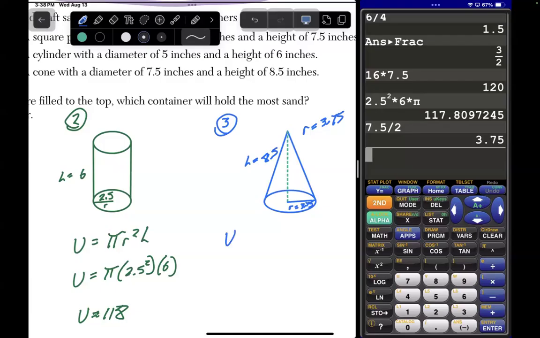So volume of a cone is 1/3 area of the base times the height. And the area of the base is pi r squared. 1/3 times pi times 3.75 squared times the height of 8.5.